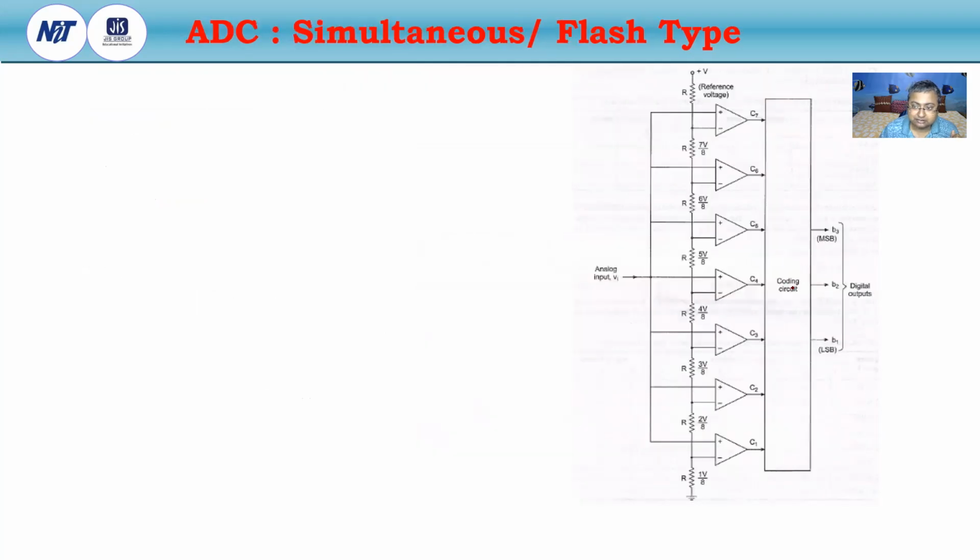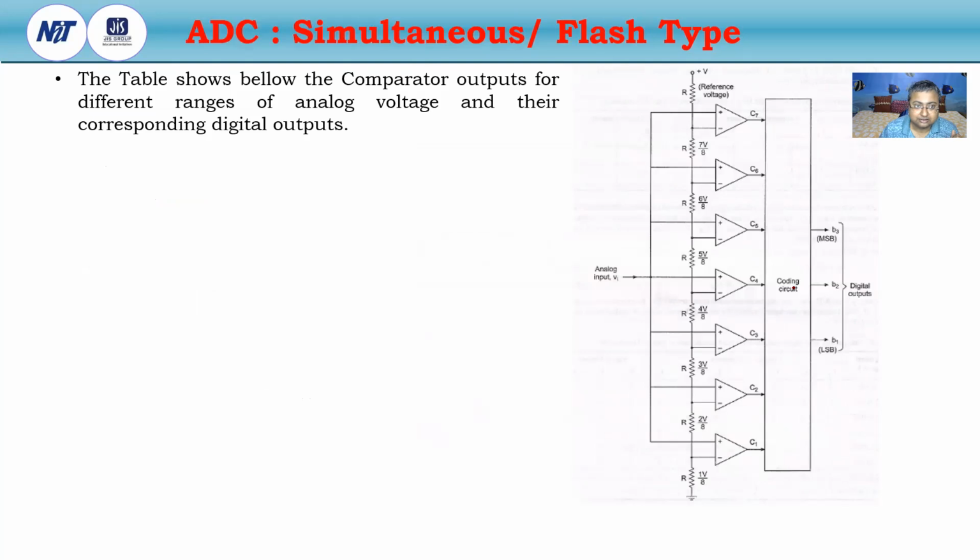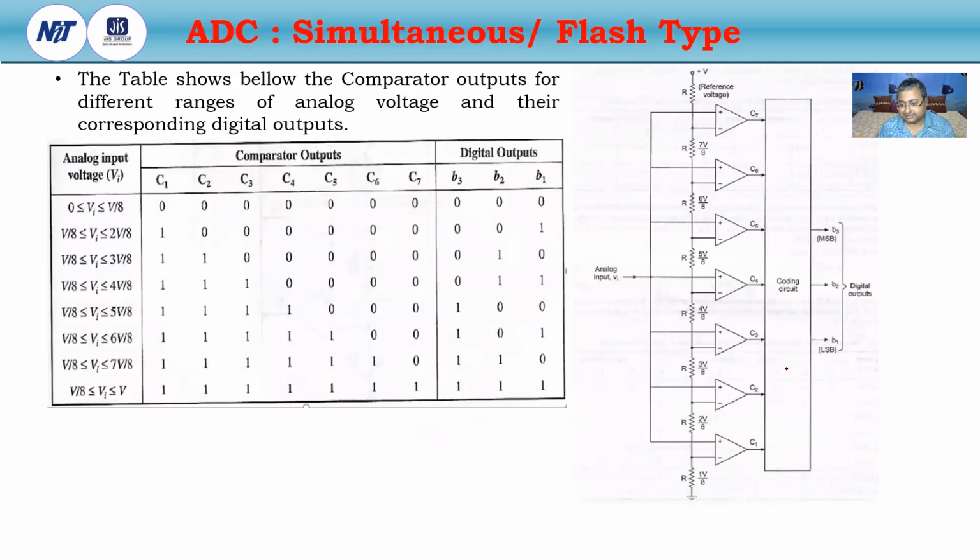Now the operation. The table shows that if the input voltage is greater than 0 and less than V by 8, all the outputs of C1, C2, C3, C4, C5, C6, C7 will be 0, because this is a non-inverting comparator. So this will be all zeros, and if this is all zeros, then the coding output should be 0, 0, 0.